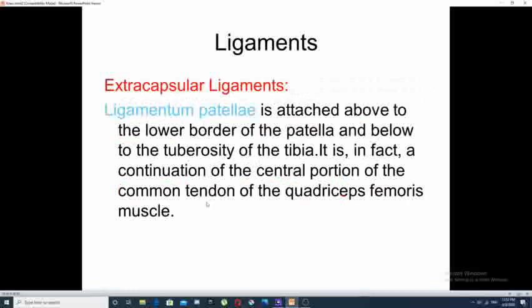Ligaments of the knee joint. Ligaments of the knee joint are divided into two types. The first type is called extracapsular ligaments, which means the ligaments that are situated outside the capsule of the knee joint. These are the following ligaments. First, the ligamentum patellae is attached above to the lower border of the patella and below to the tuberosity of the tibia. It is in fact a continuation of the central part of the common tendon of the quadriceps femoris muscle.